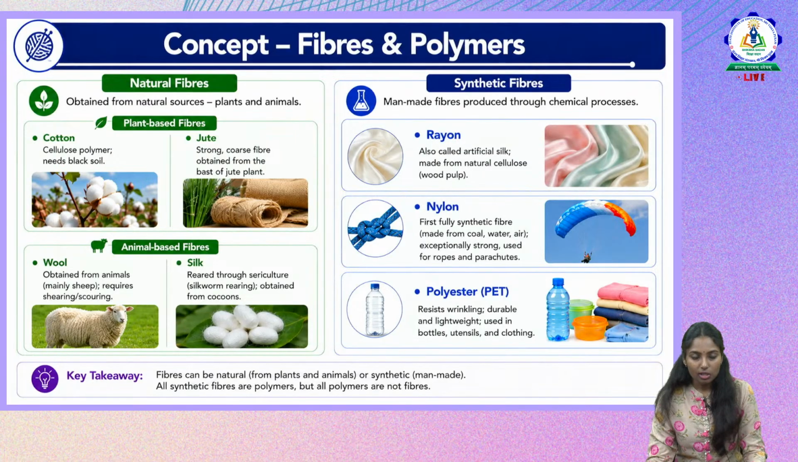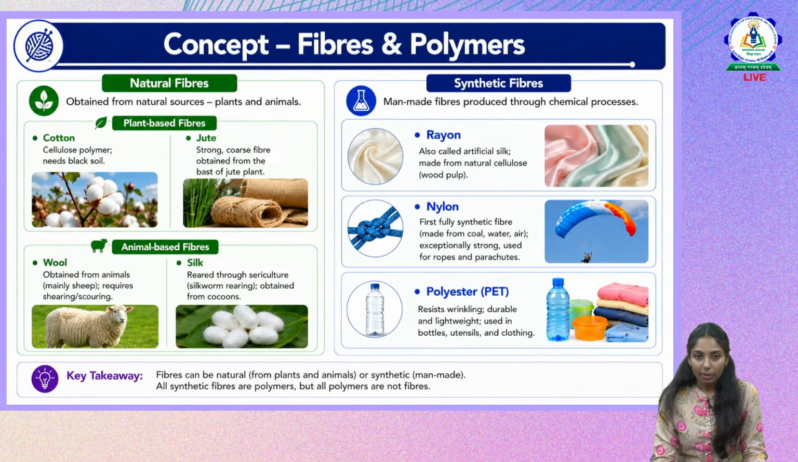Then we also know silk is obtained from cocoons of silkworms. And we just now talked about how man-made fibers are there. And the major distinction between all this is the source from which they are obtained. Rayon is obtained from a natural source. But nylon is obtained from petrochemicals like coal. It is made from that.